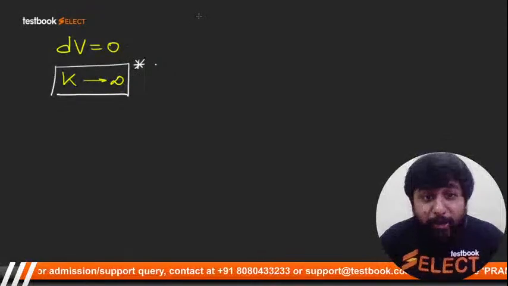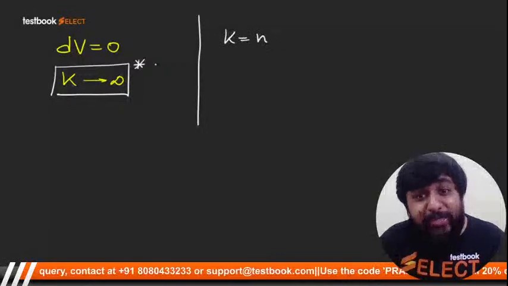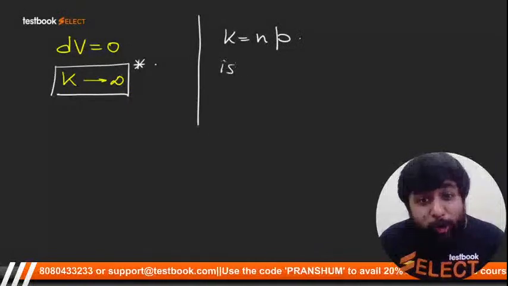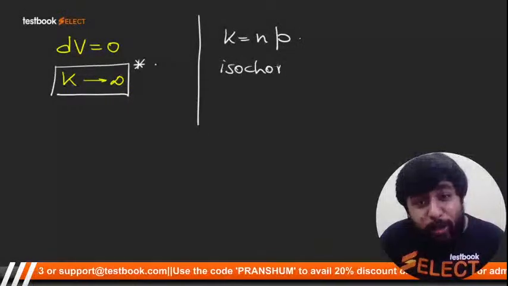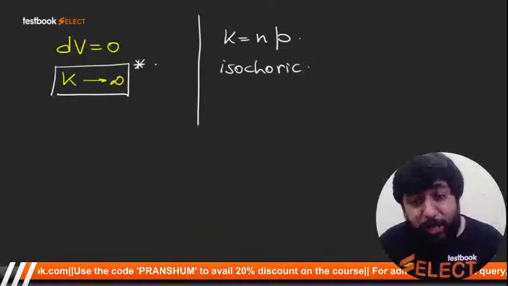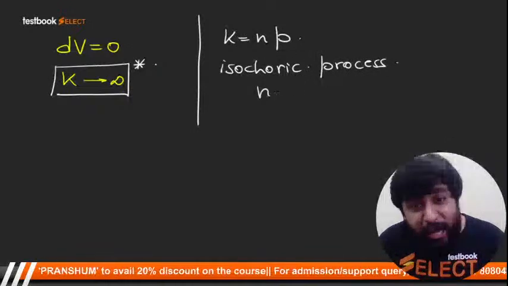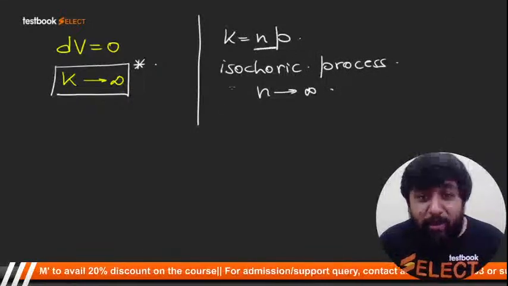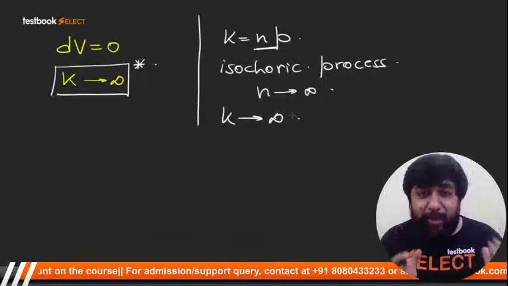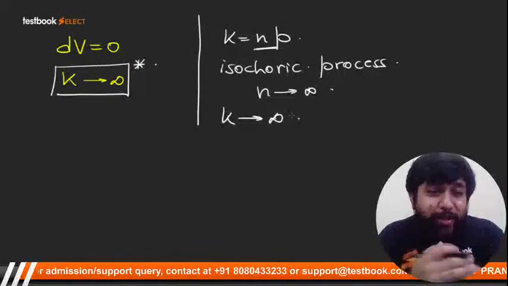Or you go by the other method. We are talking of an ideal gas. How do we write the bulk modulus of an ideal gas? Polytropic index into pressure. So this is an isochoric process. Why isochoric? Because volume is constant, rigid container. For an isochoric process, the n value is infinite. If n is infinite, bulk modulus is also infinite. Okay? So in this case the bulk modulus of the gas will be infinite.